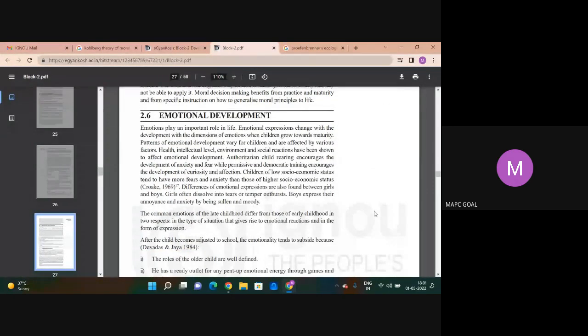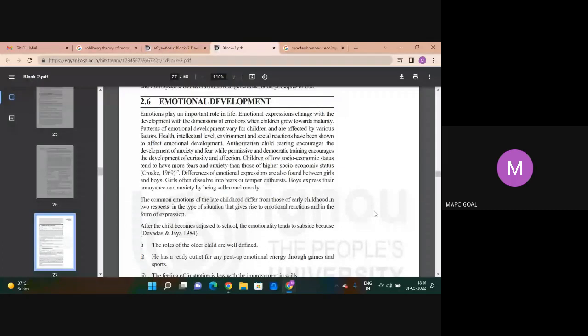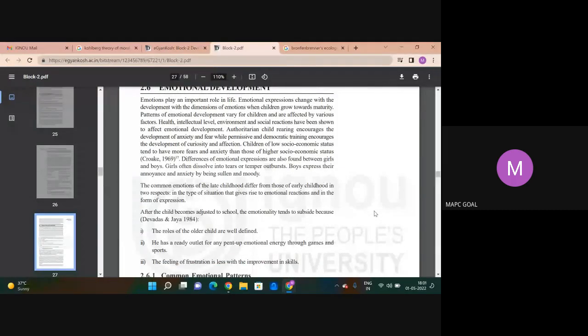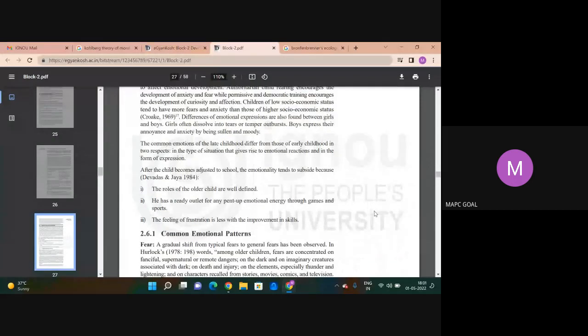Then, coming to emotional development, again, it's a very important criterion. As an adult, you might feel that you are dependent on some individuals for your emotional needs. There is a certain study that was conducted by Devdas and Jaya in 1984. They talk about how the roles of the older child are well defined. They have pent-up emotional energy released through games and feelings, and the feelings of frustration are less with improvement in skills.